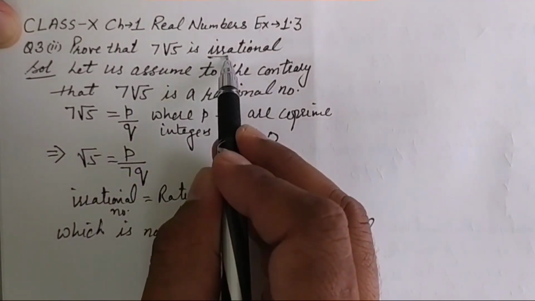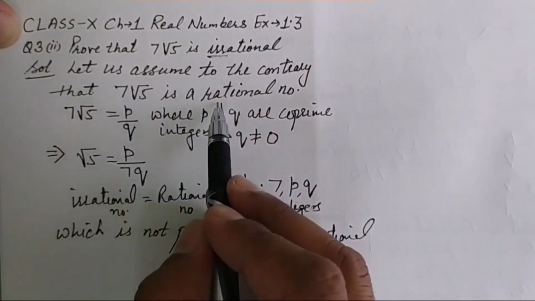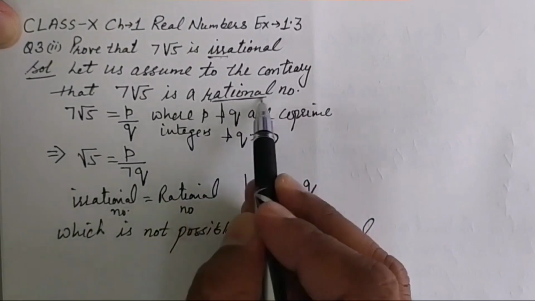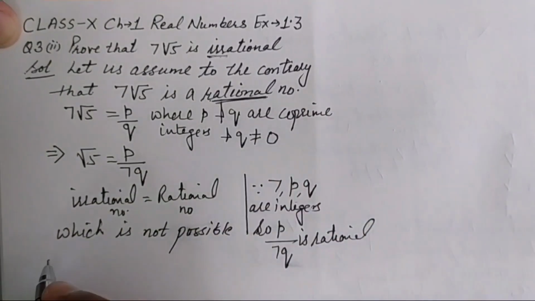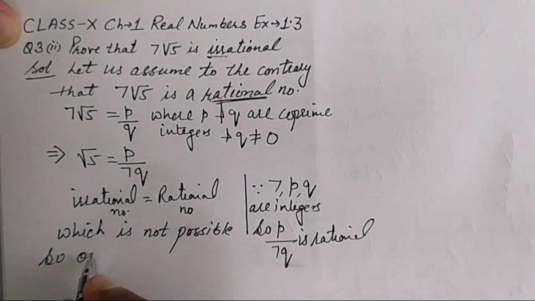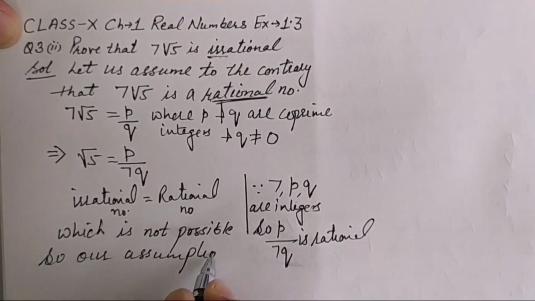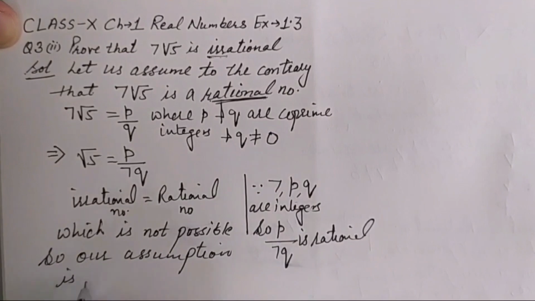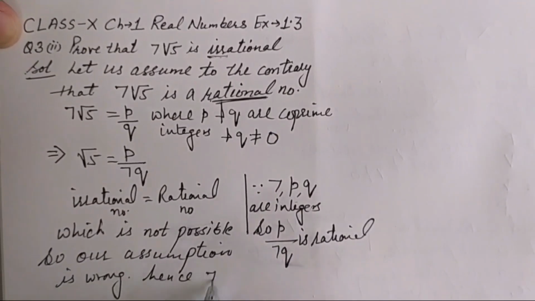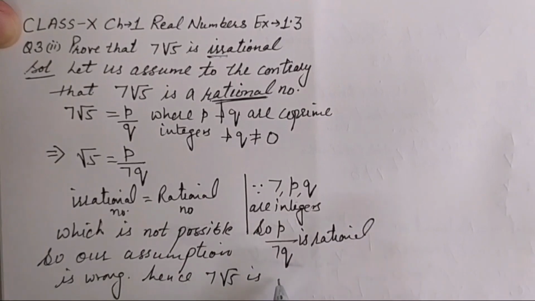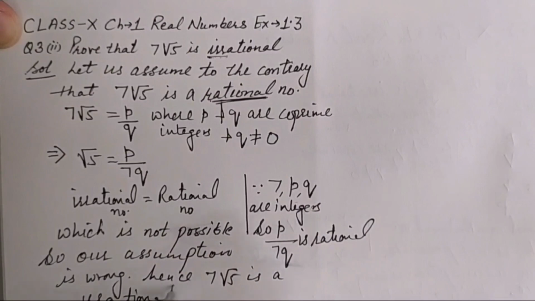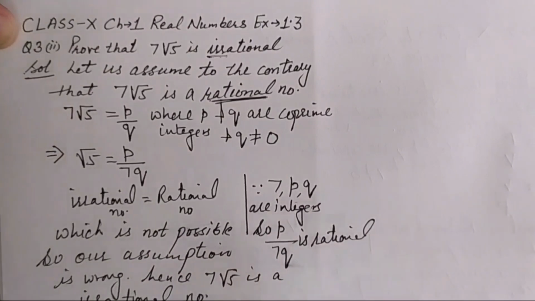We had assumed that 7 root 5 is a rational number. So our assumption is wrong. Hence 7 root 5 is an irrational number. So this way we will prove this question.